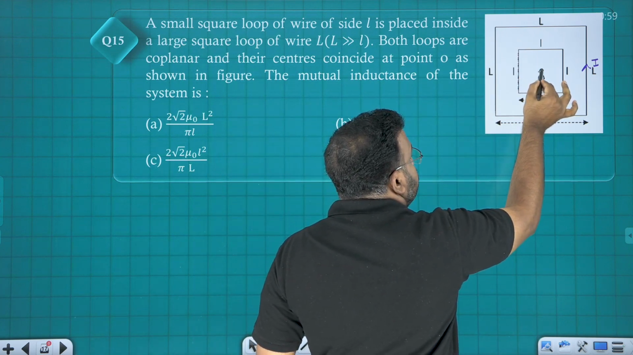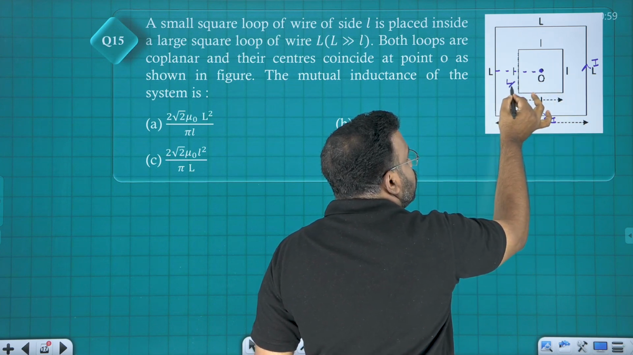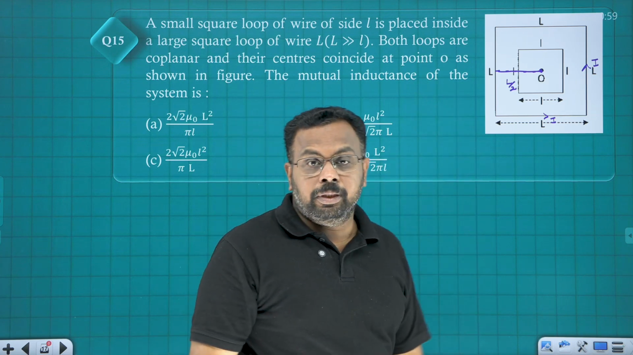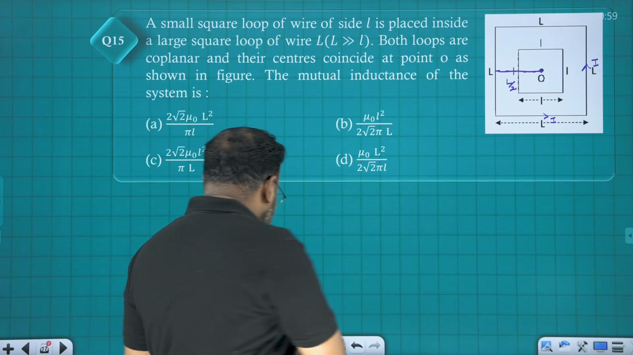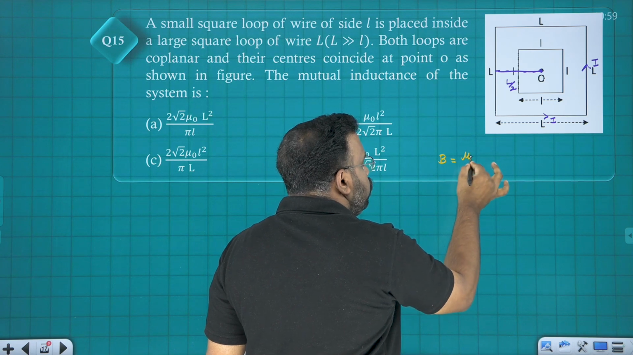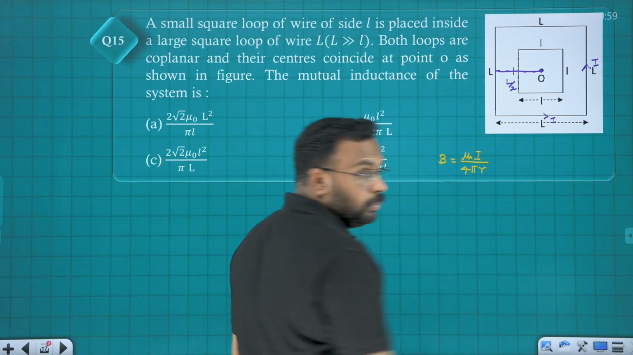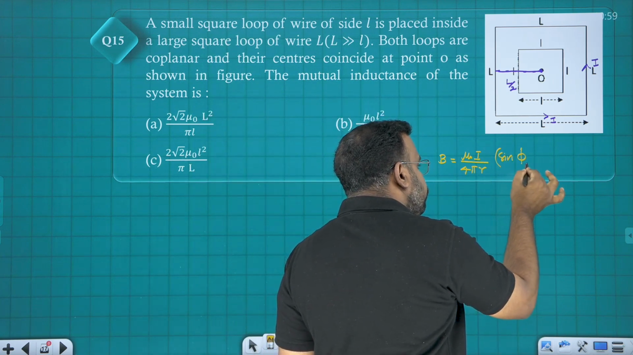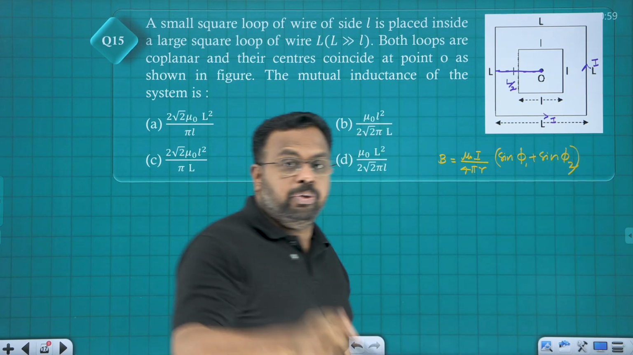So left side, this is the point where we need to find the field. The total length is L, so half of that will be L by 2. This is the distance, L by 2. Current we are taking as I. Do you remember the formula for magnetic field due to a straight conductor of finite length? B is equal to mu naught I by 4 pi r into sine phi 1 plus sine phi 2. Remember students, this is the field due to one wire only.